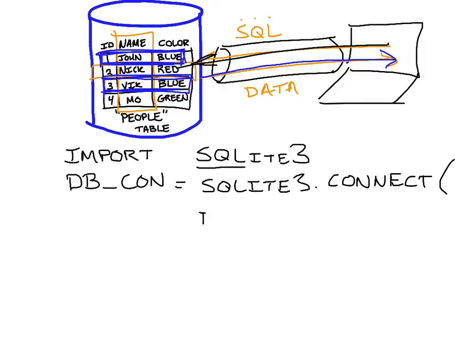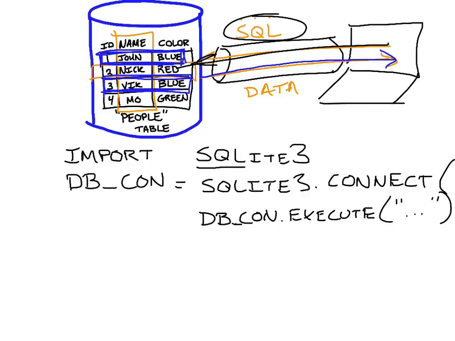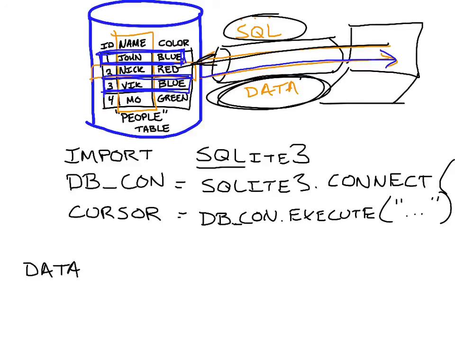So we can say dbcon.execute, and we provide a query. A query that we'll write is basically just going to be a string, and they're specially made, because they're in Structured Query Language. But we just give it this string, and in return, we get back a cursor. And a cursor contains two things. It contains the data we asked for, but it also contains metadata. And metadata is just data about data.